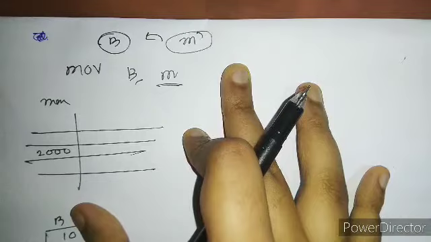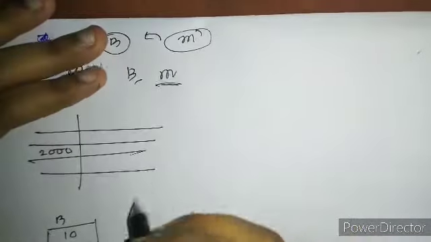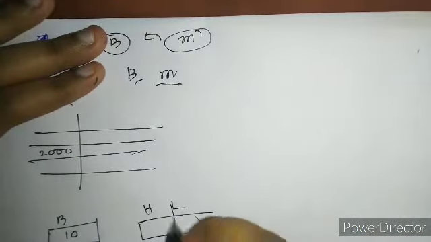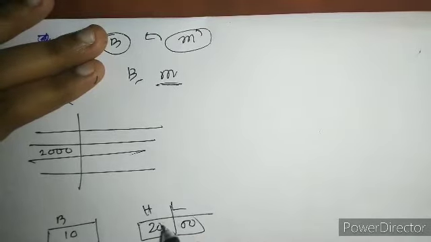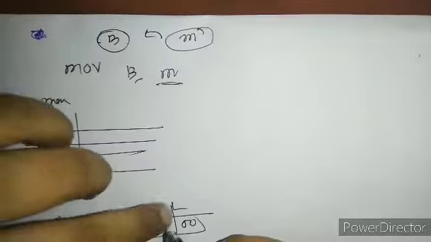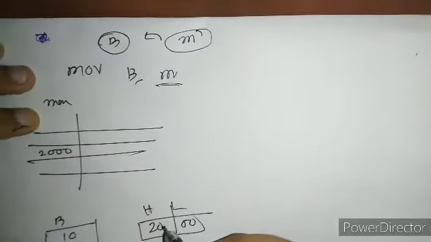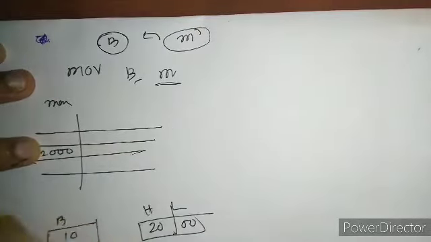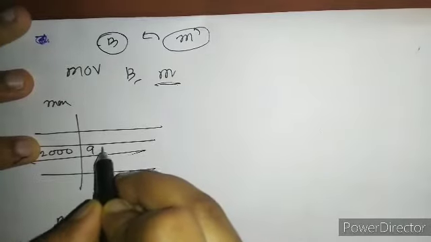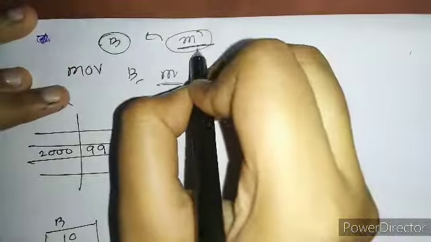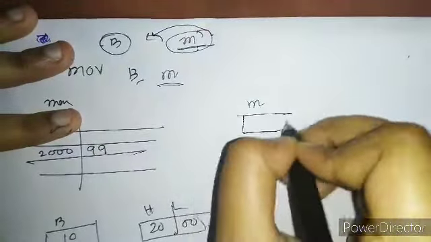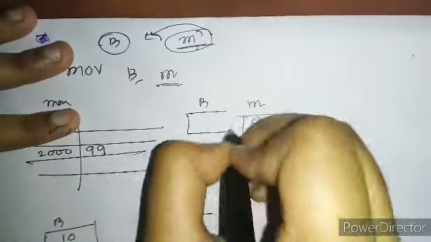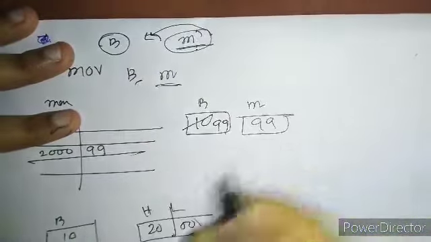Now, from where will I get the data? Suppose in the HL pair I have told you there is 2000. From the HL pair 2000, the M gets 2000. It will come to memory and find the location 2000. Now there is a data there, something called 99. This means that the data stored at M will be copied to B. So M was 99 and B was 10, and now B will become 99. Clear?